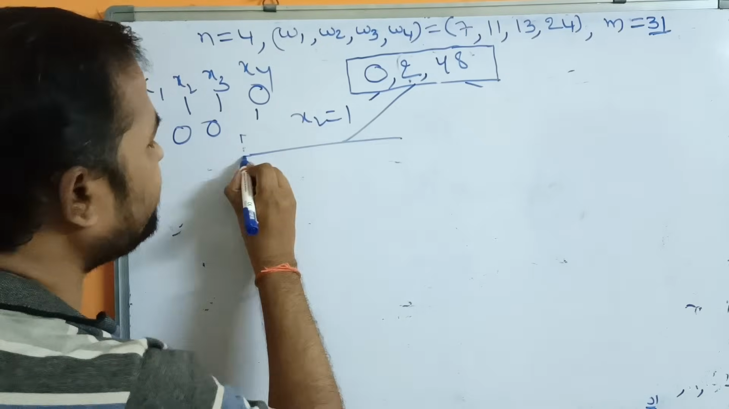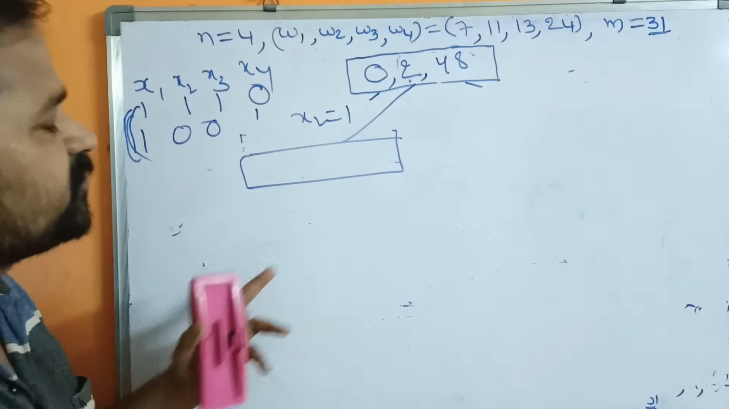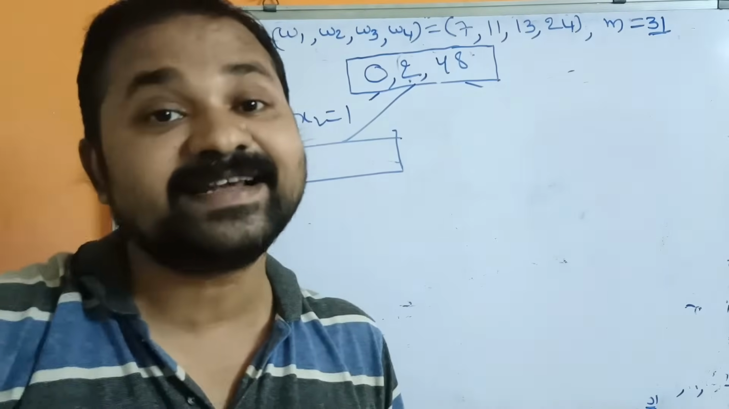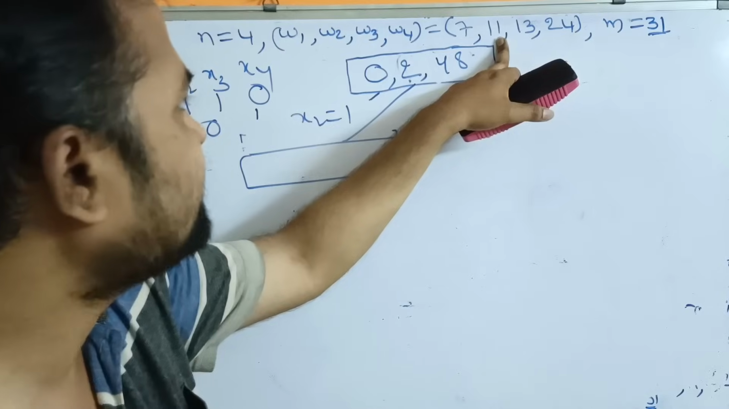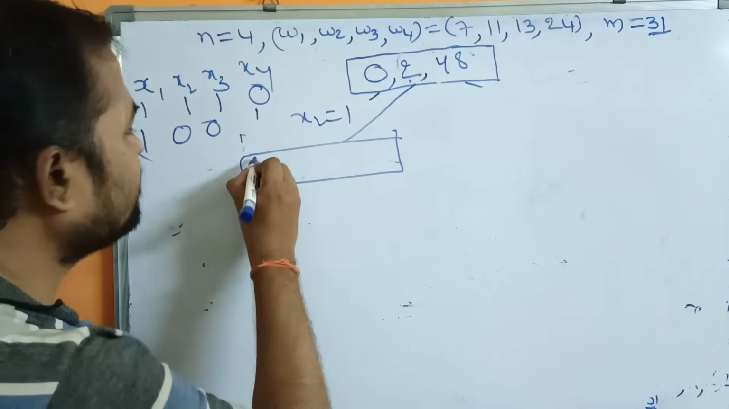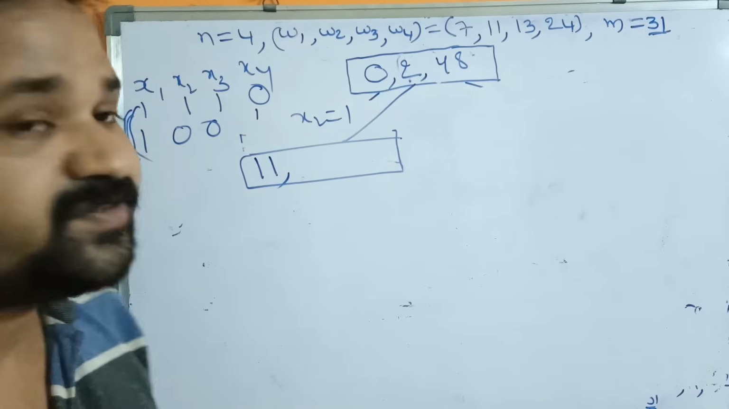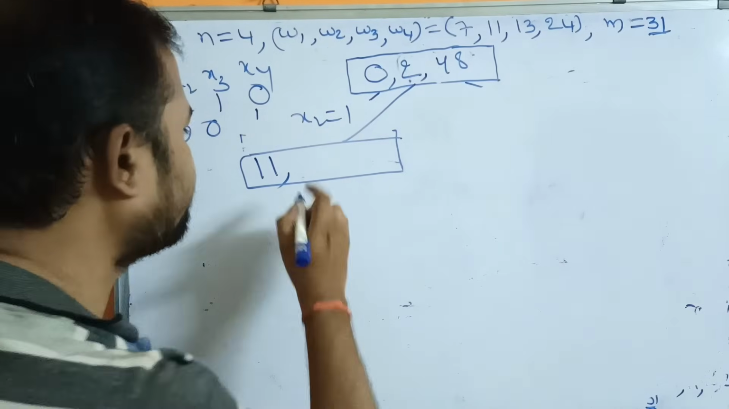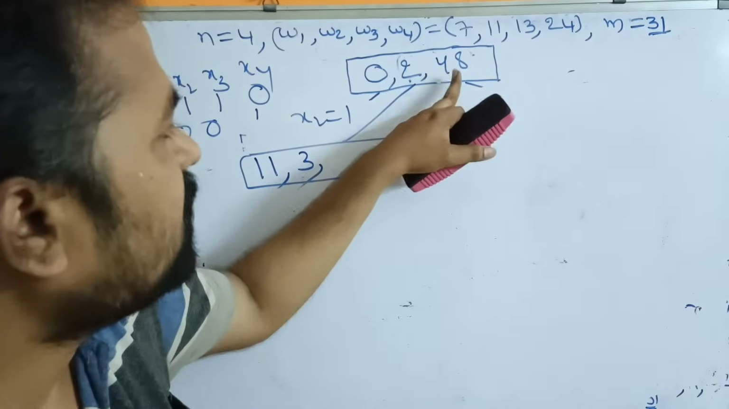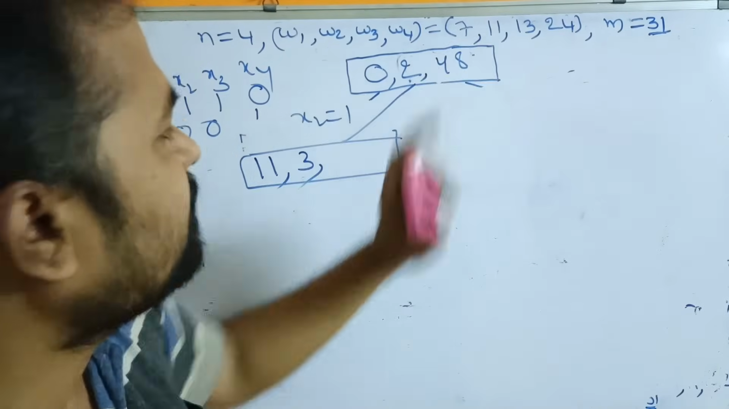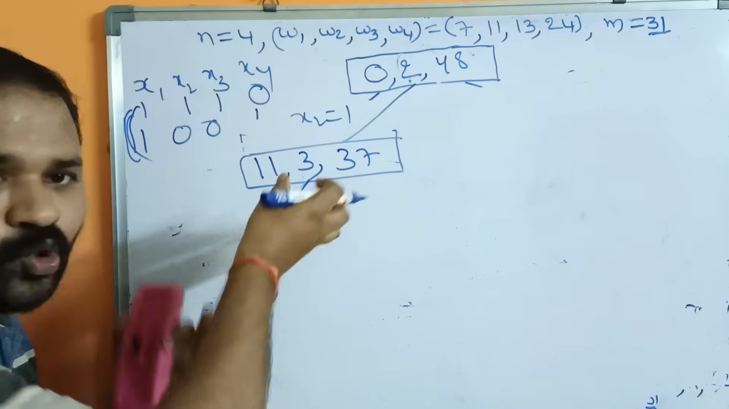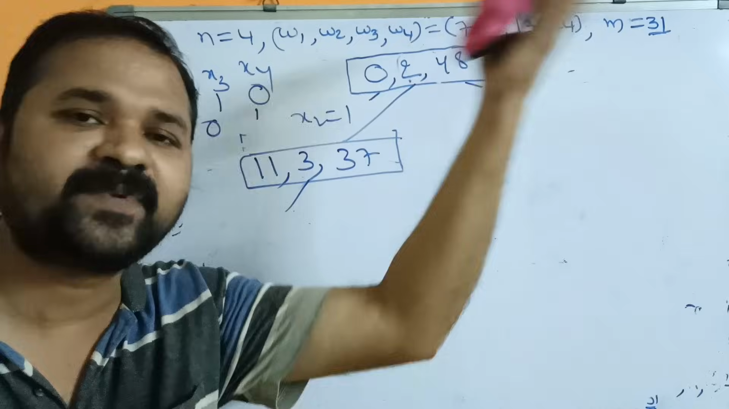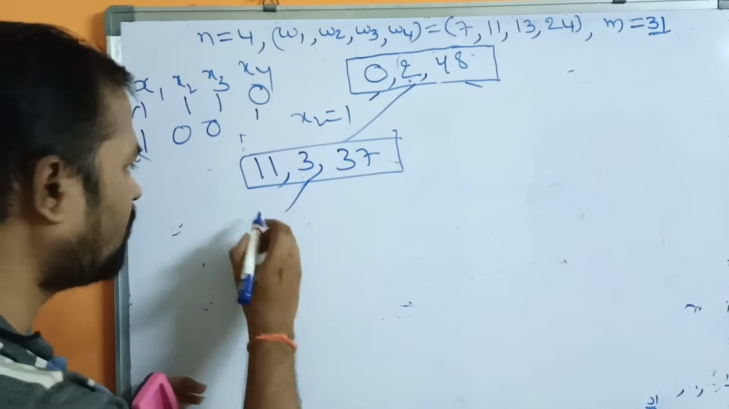Let x2 is 1. x2 is 1 means we are considering the second object. What is the weight of the second object? 11. So this 11 should be added to 0, so that means 11 comma. Next we need to perform the operation on the third object, so 3 comma. Here 48 minus 11 means 37. Likewise we have to go to the deepest level, just like the previous approach, performing the operations.